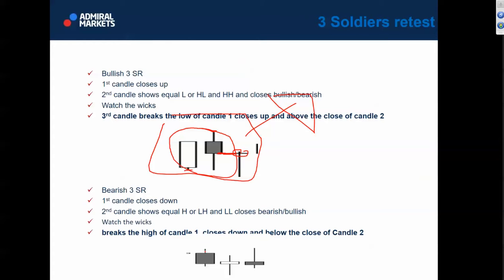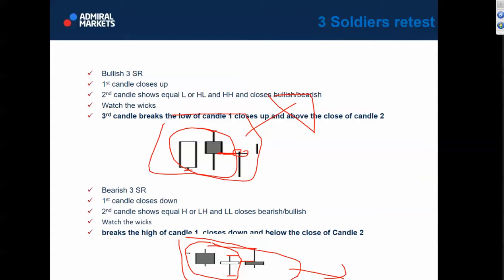Bearish 3SR: the first candle is bearish, but the second candle shows equal high or lower high, like this. In this case, this is a lower high and lower low. So again, wicks are important, and it closes either bearish or bullish. Watch the wicks. So this is the second candle. Once this forms, you watch for the third candle. If the third candle breaks the high of candle one, closes down and below the close of candle two by at least 1 or 2 pips, we assume that the next breakout will be bearish, to the short side.